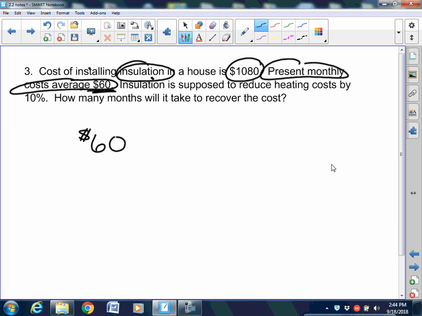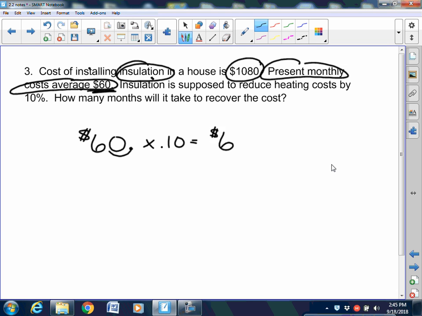Let's see if you guys know what I just talked about in the last template. If the average monthly cost is $60, adding this extra insulation is supposed to save you what? 10%. So, I'm just going to move my decimal over, and it's going to save me, well, I can just do it like this too. Isn't it going to save me $6? It's going to save me $6. Every month it's going to save me $6.